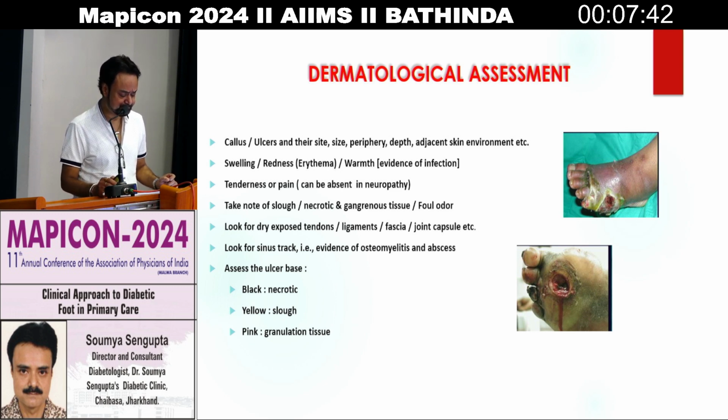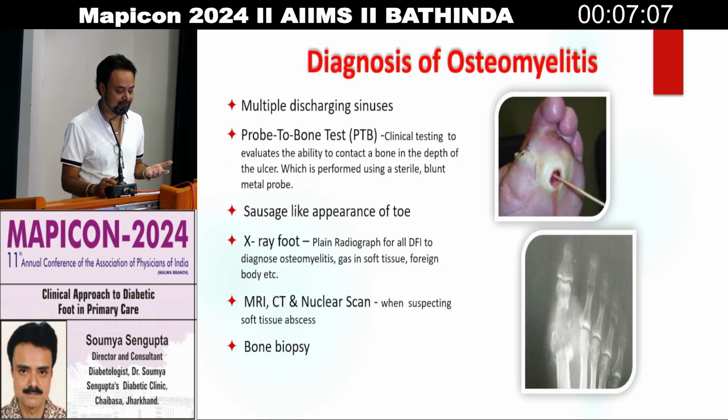Dermatological assessment: look for callus, ulcer, with the size, periphery, depth, adjacent skin environment, etc. Swelling, redness, warmth, tenderness or pain, which can be absent in peripheral neuropathy. Take note of the slough, necrotic gangrenous tissue, foul odor, look for dry exposed tendon, ligaments, fascia, etc. Look for the sinus tract, that is the evidence of osteomyelitis, evidence of abscess, and look at the ulcer base: necrotic is black, yellow means slough, pink means the ulcer is healthy, the granulation tissue is coming up.